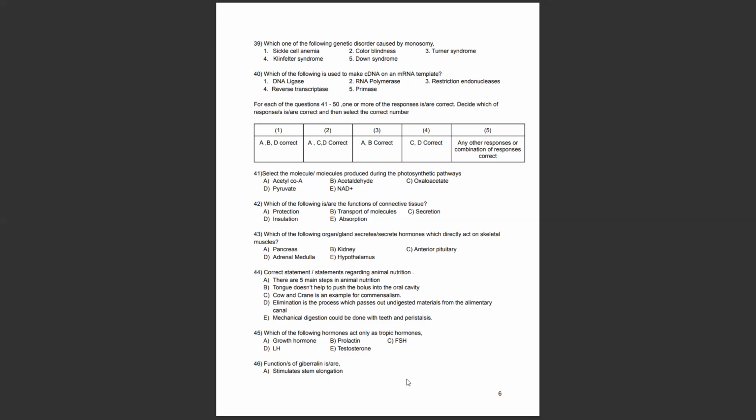An example for this is Turner syndrome. Here it is due to the monosomy X chromosome. Then, which of the following is used to make cDNA on an mRNA template? Reverse transcriptase is used. Answer number 4. Reverse transcriptase.